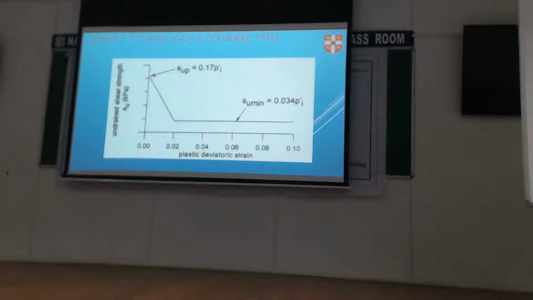And we can argue about these limits of the variation, but broadly we know the undrained shear strength should drop off with accumulation of strain. No doubt about it. We know you're breaking up the soil, so it has to get weaker.